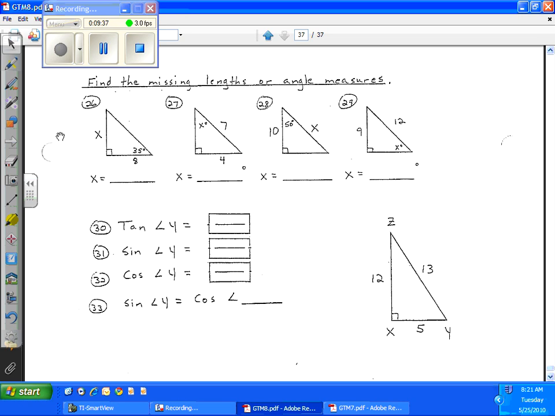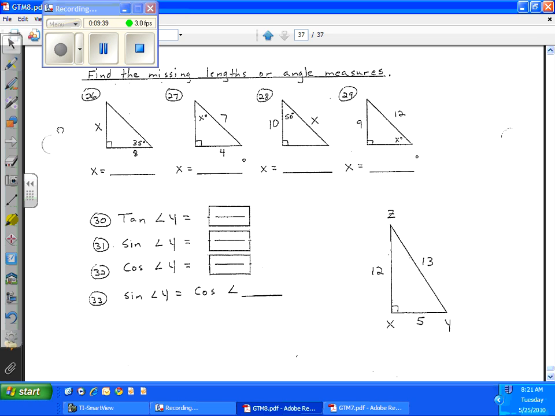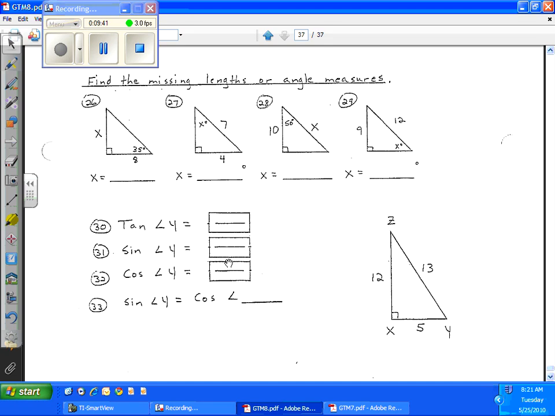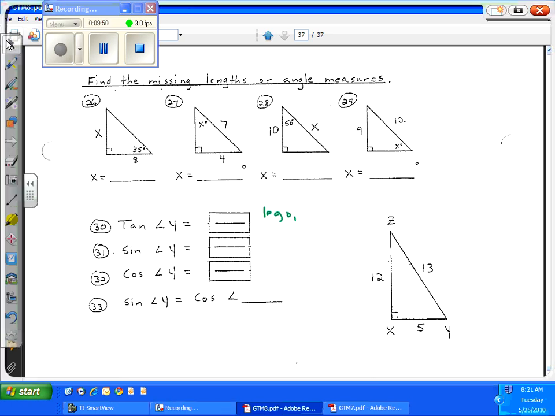Before we do 26 through 29, let's go ahead and do the sine, cosine, and tangent ratios just to remind ourselves of that. Remember that the tangent ratio is the length of the leg opposite the angle, so it'd be the length of the leg opposite angle y over the length of the leg adjacent to angle y. Here's angle Y. The leg opposite is 12. The leg adjacent is 5.